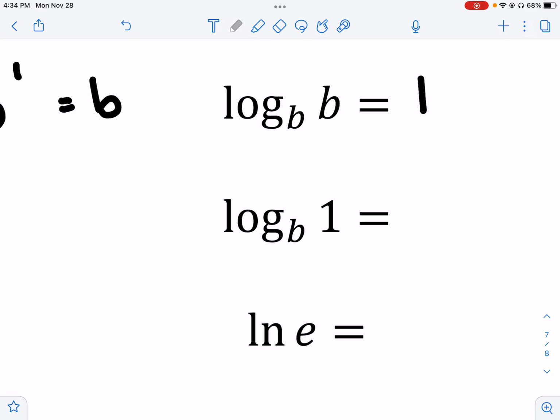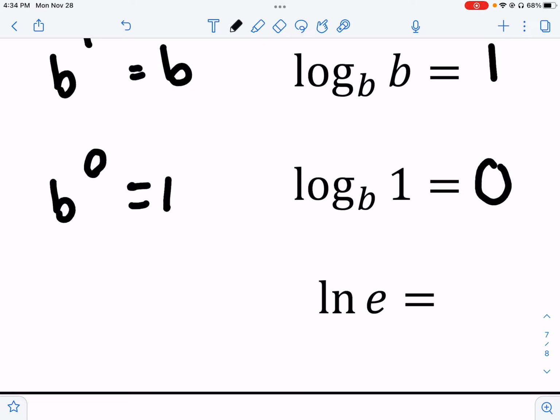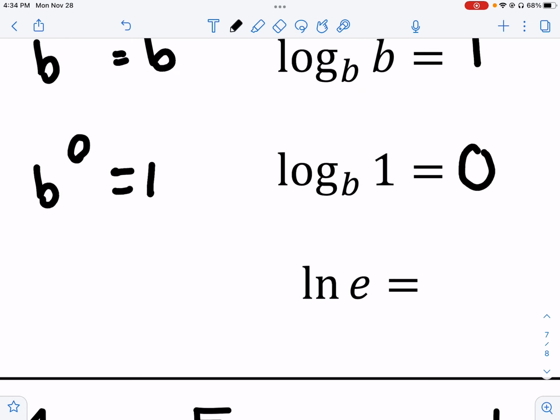Similar but different, we have the one right beneath it, which is b to the what is going to be equal to 1. So what exponent turns b into 1? Well, we know that to turn something into 1 using an exponent, it's going to be 0. So therefore, this one is always going to be equal to 0. It does not matter what numbers you have here. So I could do log base 3 of 1. It's going to be 0. Log base 1 over 200 of 1. It's still going to be 0. So 0 is that fancy exponent that's going to turn any number into 1.